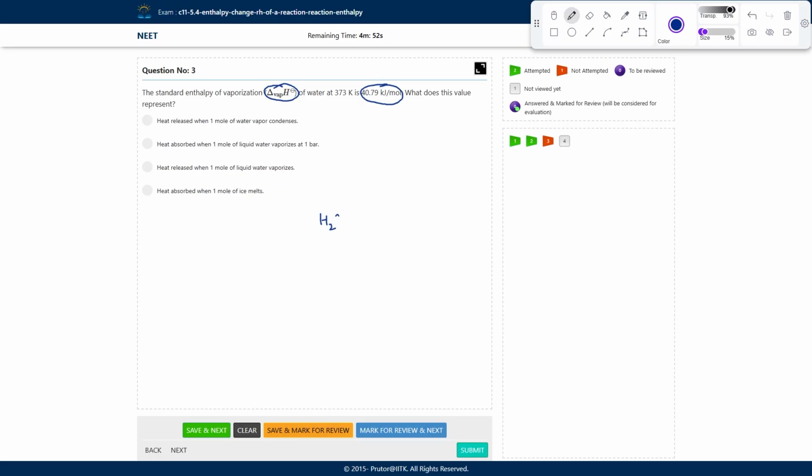Your 1 mole of water, which is present in the liquid state, is getting converted into 1 mole of gas of water. And for this process, your delta H, which is simply delta H vaporization, I would say, is given as 40.79 kilojoule per mole. So this is our whole situation. Now, what does this equation represent? That is your question. First is heat released when 1 mole of water vapor condenses.